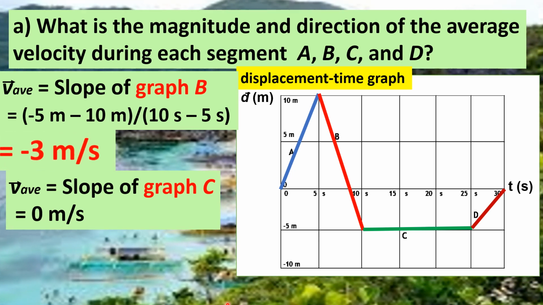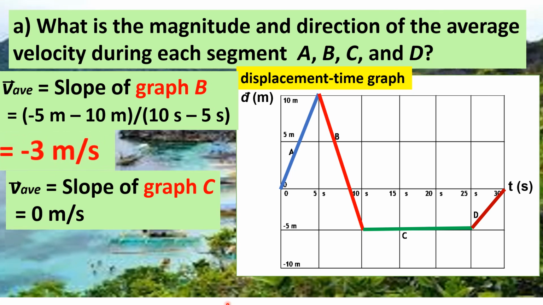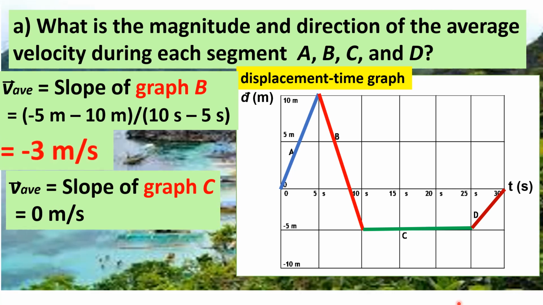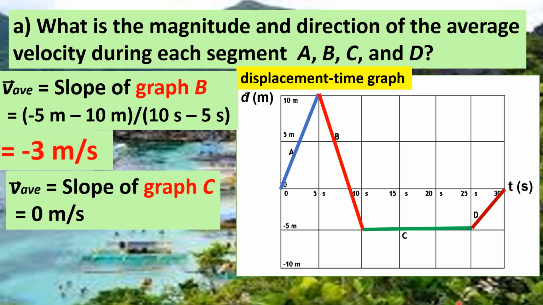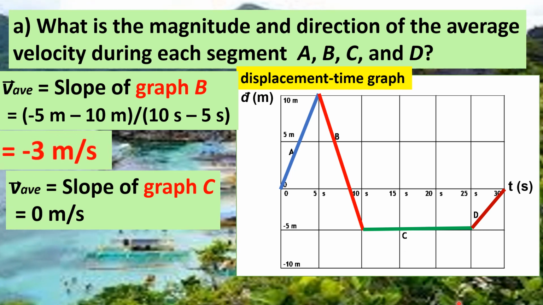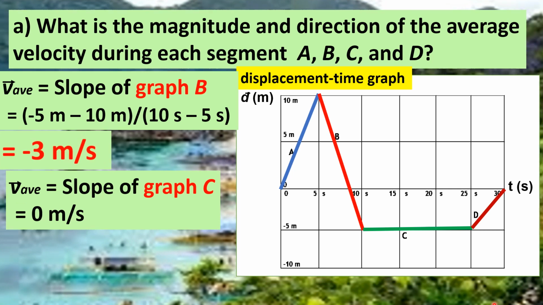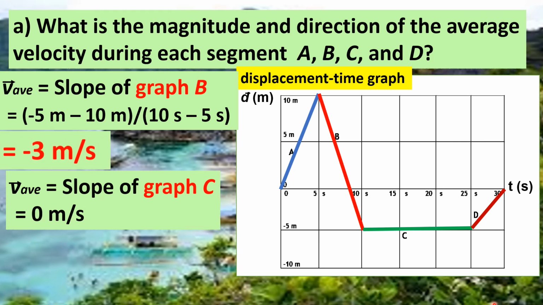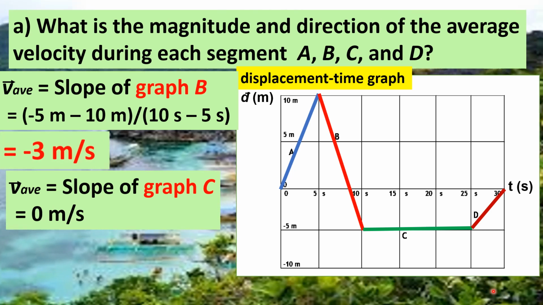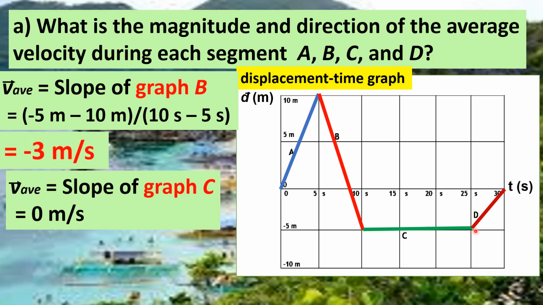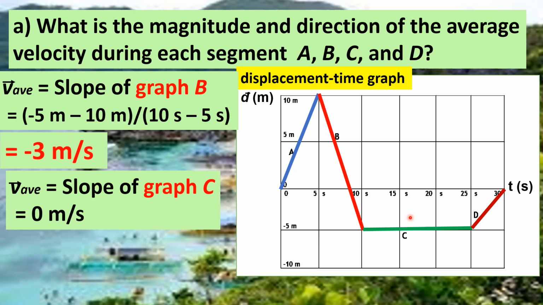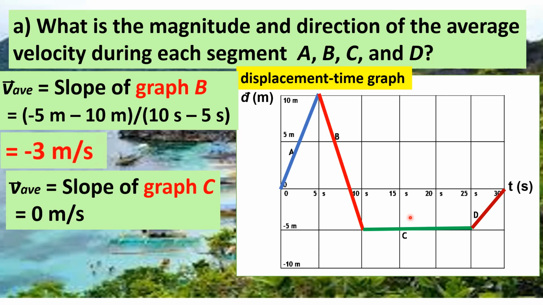So we just emphasize that the average velocity represented by graph line C is just equal to 0 meters per second. And lastly, for segment D, you will notice that segment D is again a straight graph line but sloping upward to the right, exactly the same as graph line A. So again, we can predict that the average velocity during this time interval, 25 seconds to 30 seconds, the body has a positive constant velocity.